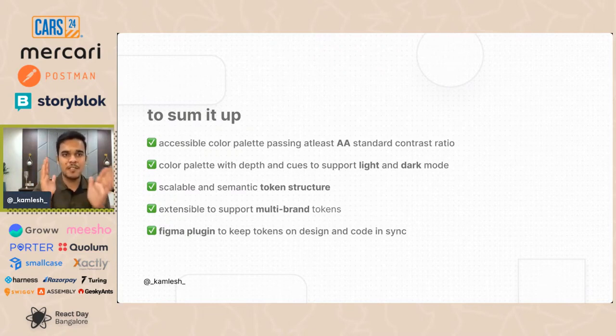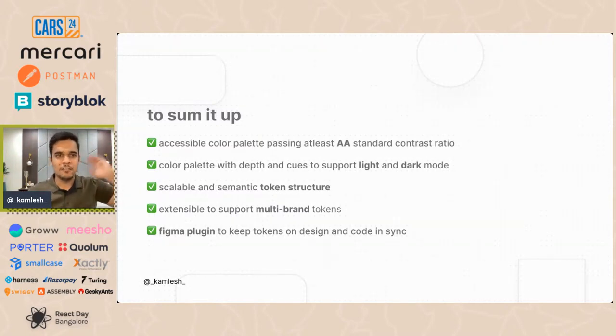We have a scalable and semantic token structure. Everything is literally semantic. You say it and you get it. It's extensible to support multi-brand and different themes. Imagine we have another product line coming tomorrow, which has completely different theming with greens or, let's say, reds. We could just support it. And a Figma plugin keeps everything in sync.